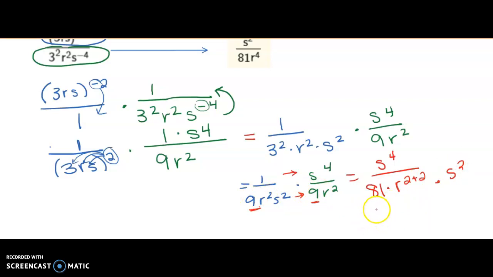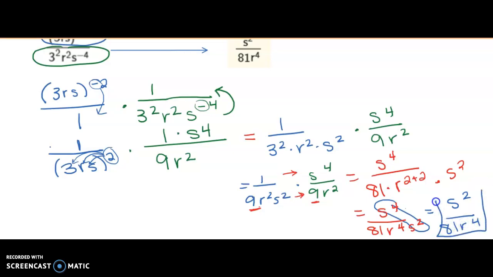So if I simplify this a little bit more, s to the 4th over 81 r to the 4th s squared. Now notice we have an s to the 4th and an s squared, so we would subtract those exponents. So 4 minus 2 is 2. So s squared over 81 r to the 4th. And that is our final answer, which is what we should have gotten.